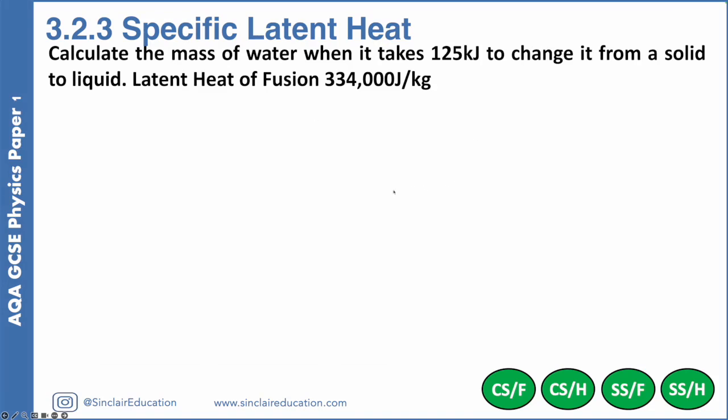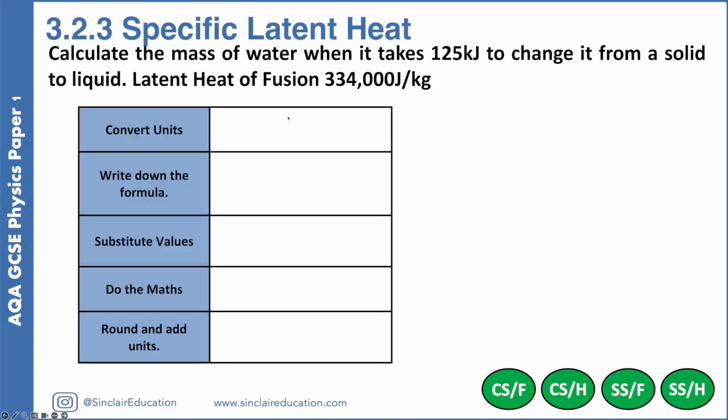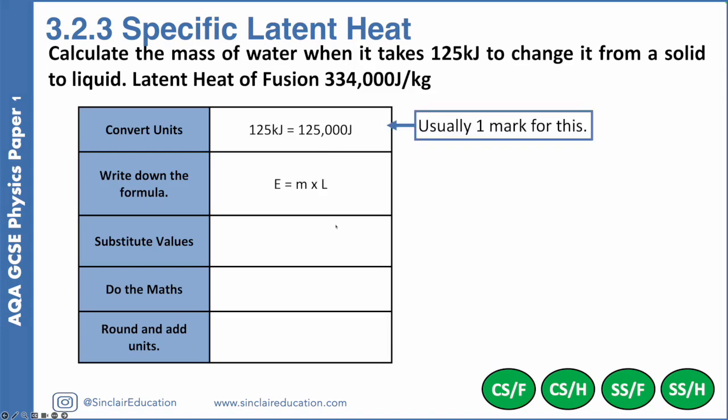In this example, we're asked to calculate the mass of water when it takes 125 kilojoules to change it from a solid to liquid, and we're given the latent heat of fusion now. So we're changing it from solid to a liquid, we're melting it. So we'll start by converting our units. Now I've got 125 kilojoules, we'll need to convert that into joules. And we'll write down our equation. So E equals M times our specific latent heat.